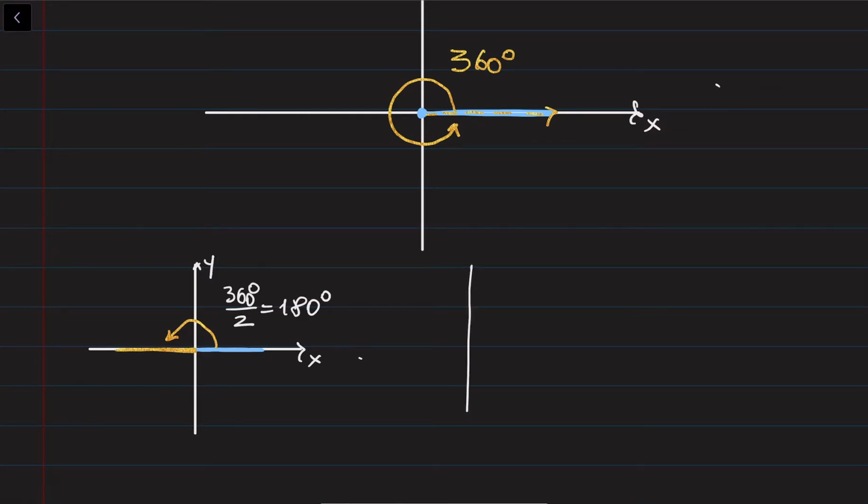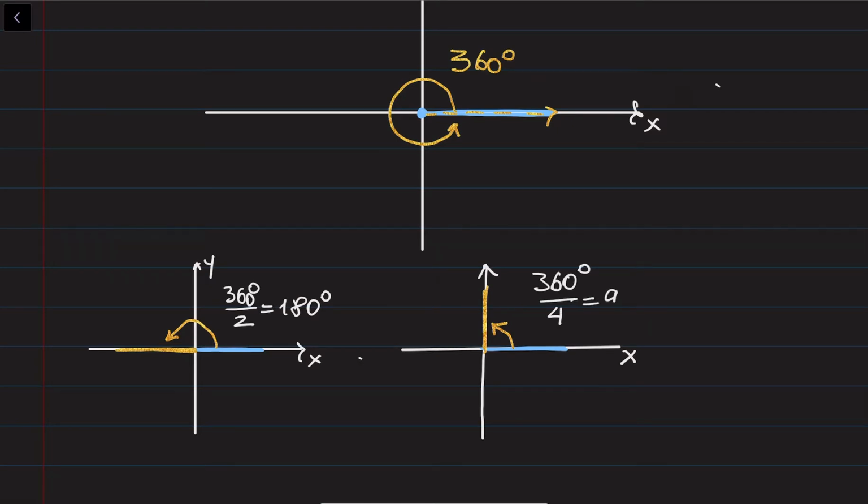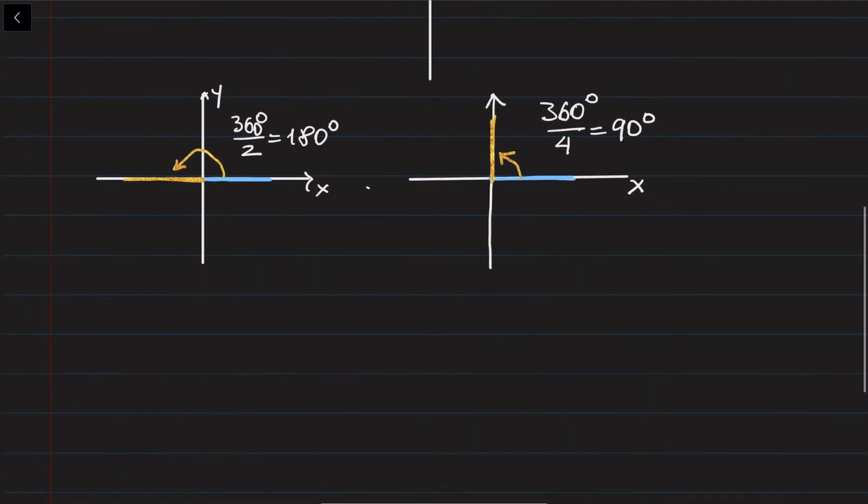Again, let's try to split the 360 degrees into 4, for example. If you've got the initial line here on the x-axis, and the terminal line is somewhere here on the y-axis, and you obtain this by rotating the initial line up to here, then this is a quarter of 360 degrees. So 360 degrees divided by 4 is equal to 90 degrees. We can continue doing this.